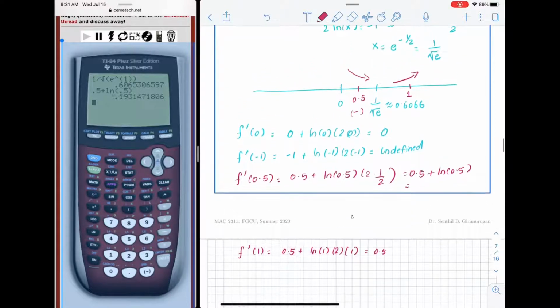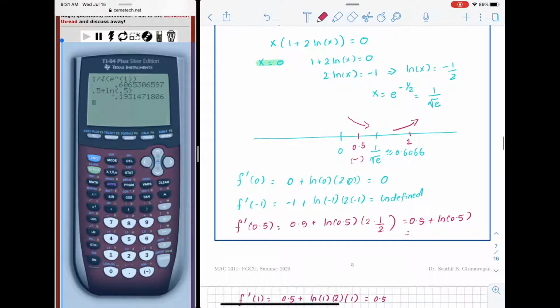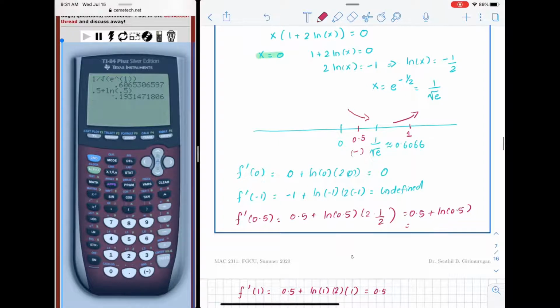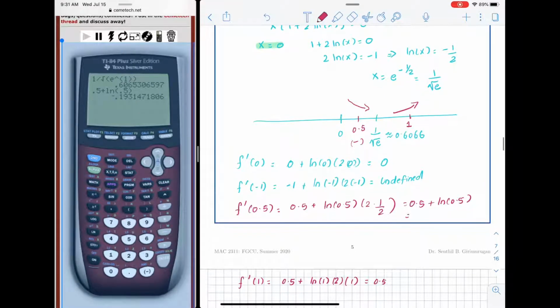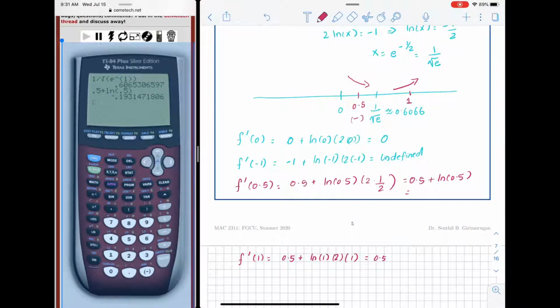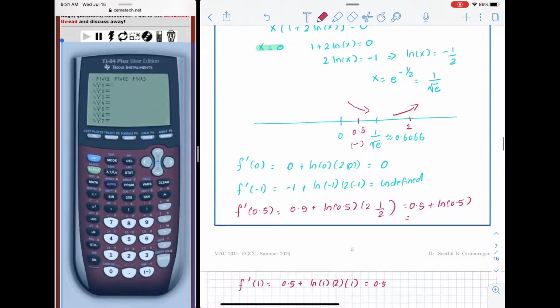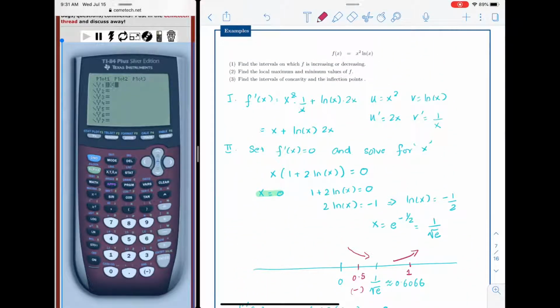So it seems like we can't plug in anything below 0, because if I plug in negative 1 or negative 2, I have natural logarithm of a negative value that will become undefined. So let's see if our graph matches what we concluded here. So we have to plug in the original function, which is x squared ln of x, and we graph.